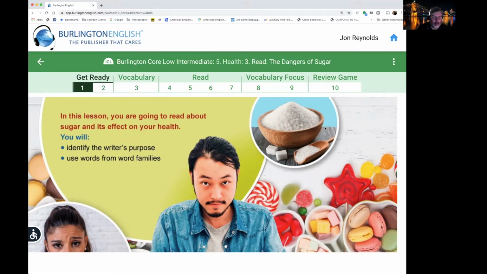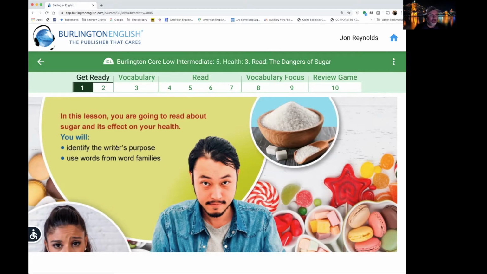First, let's look here on the screen. In this lesson, we're going to read about sugar. Now, you know I love sugar, but of course, sugar is not very good for us. So we're going to read this article. You're going to read this article as well on your app, but the idea here is we're going to do a couple of activities together to help introduce this topic.